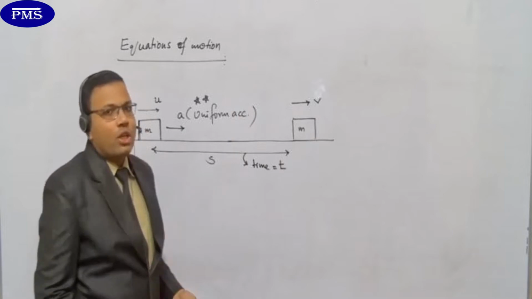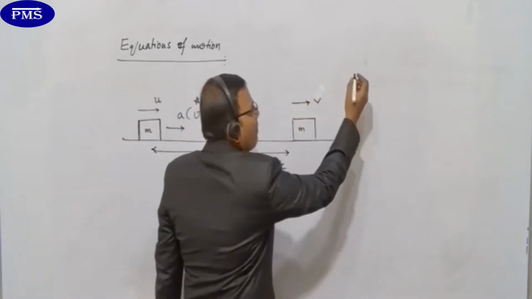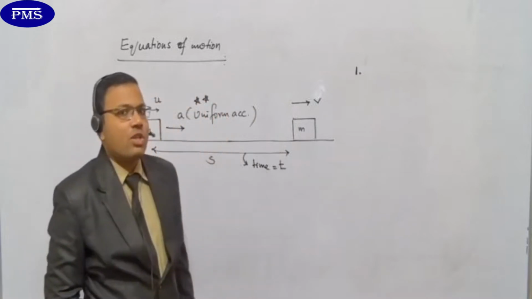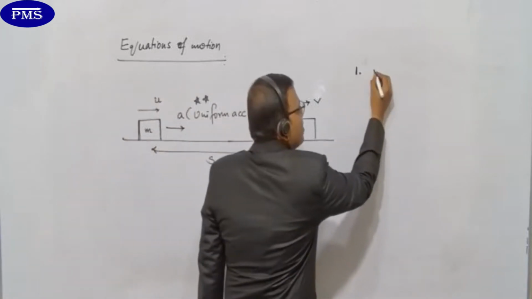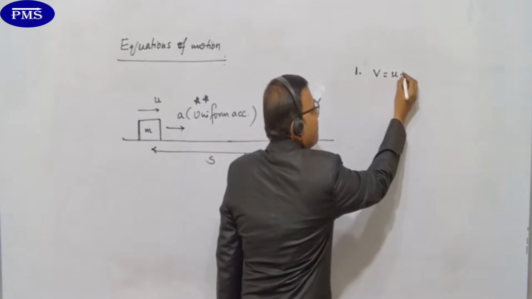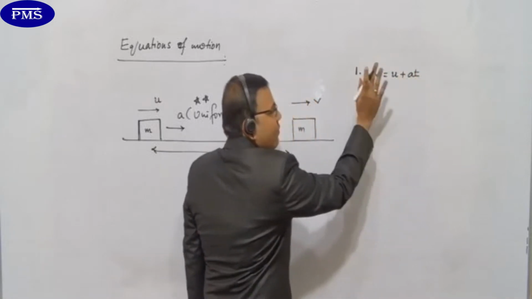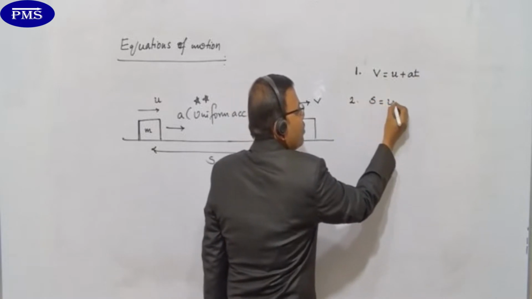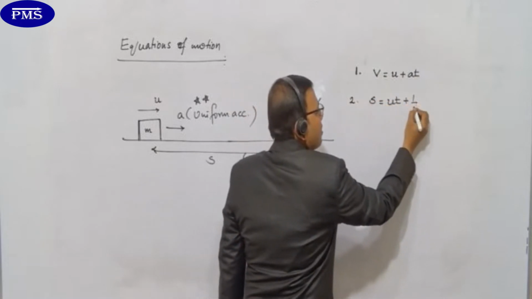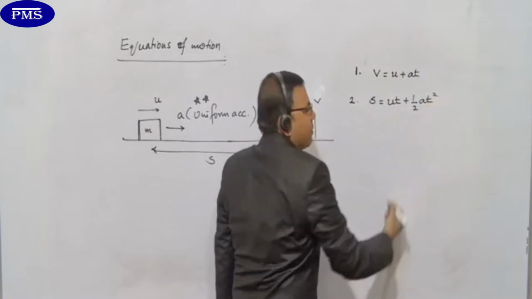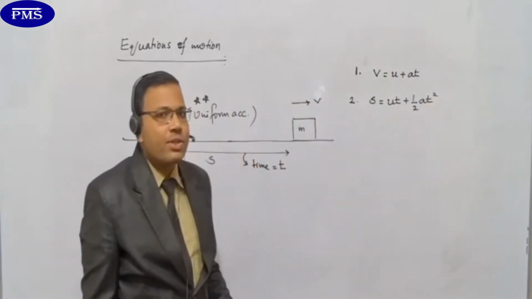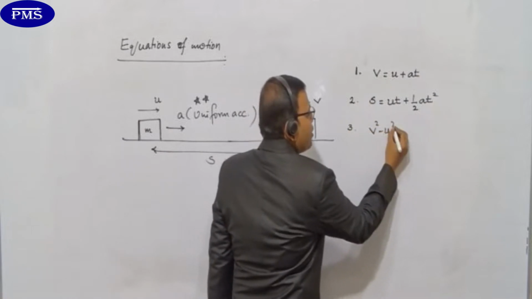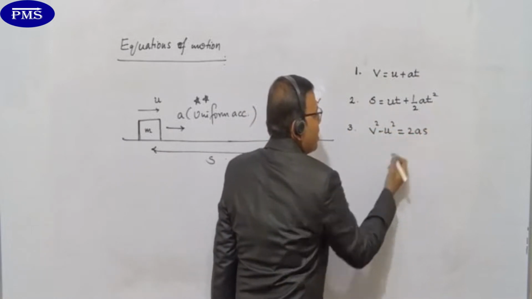Now coming to the equations of motion. अब आइए बेटा मैं यहां पे लिखता हूं equations of motion. The first equation of motion. What is this first equation of motion? This is v is equals to u plus at. I'm going to explain one by one. No need to worry. The second one, s is equals to ut plus half at square. The third one, v square minus u square is equals to 2as.